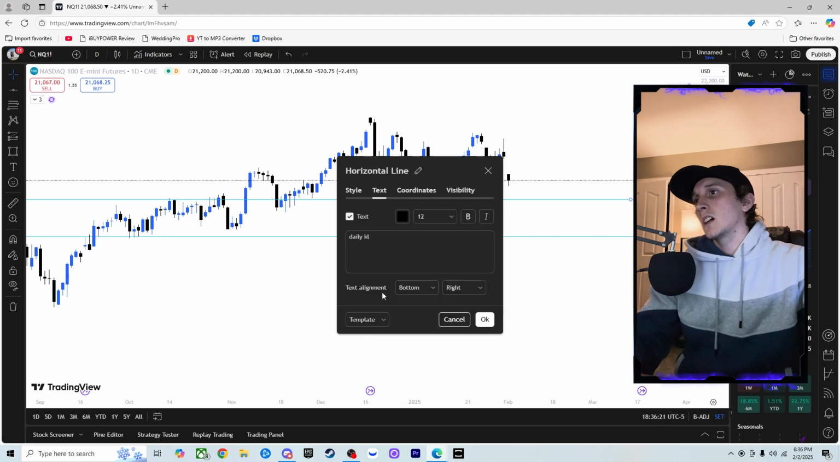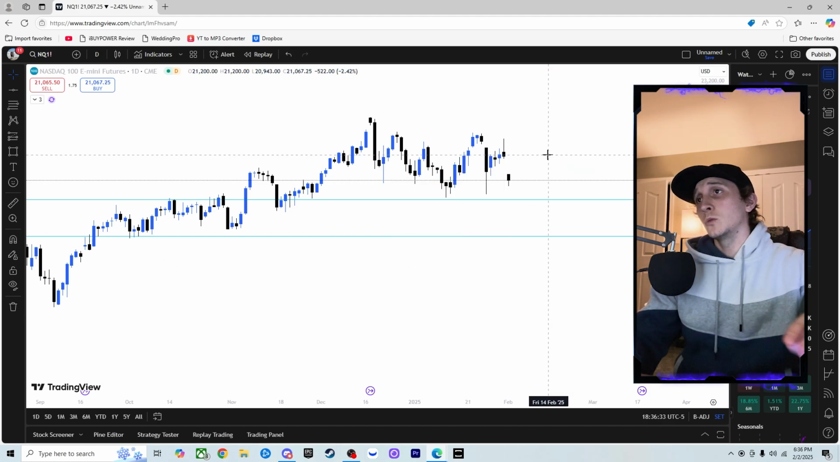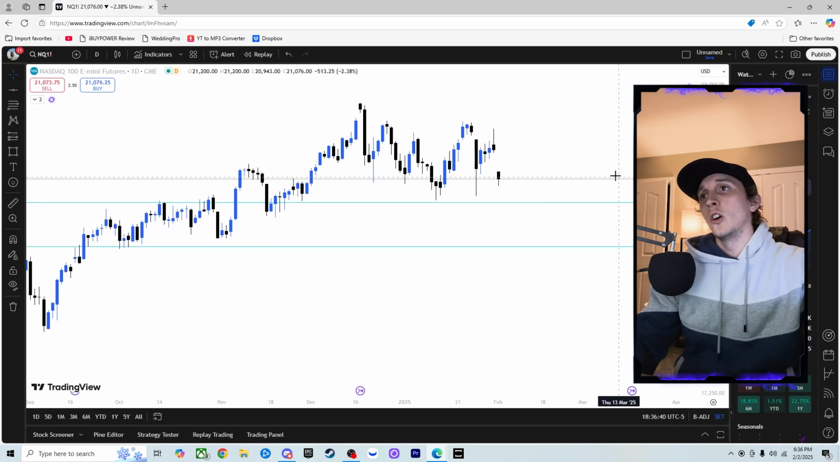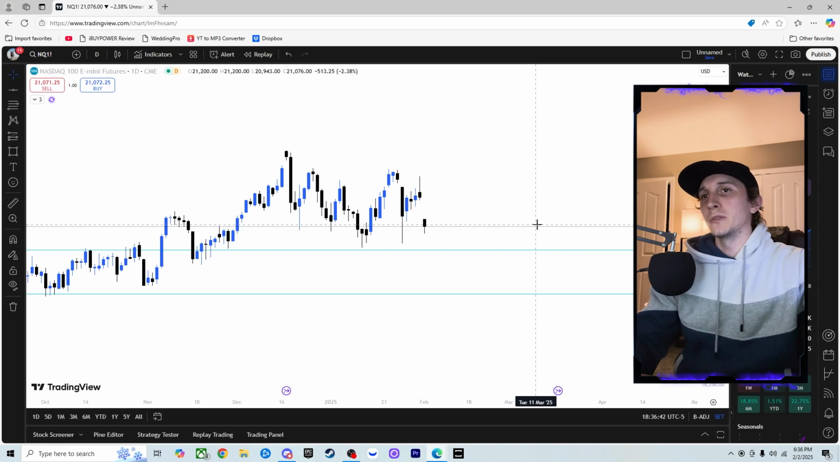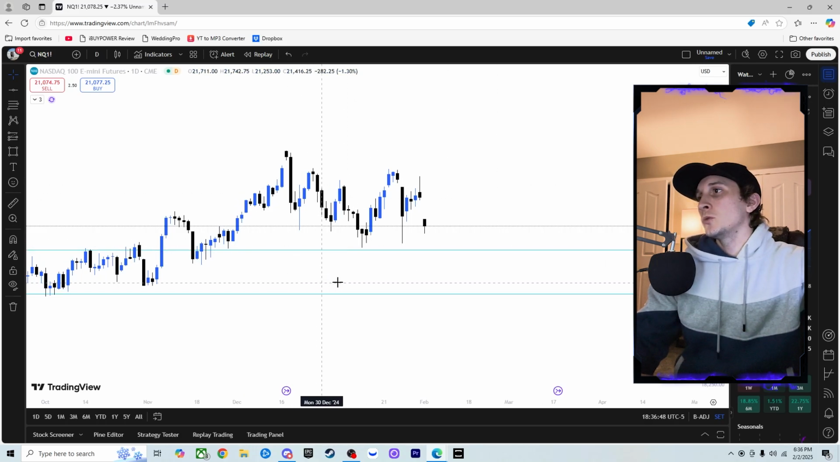Now you can make templates, you can save templates here, so I can hit save as and label it daily key level. Then all I have to do is go down here and hit that button. I'm not going to do that because honestly I don't use TradingView a whole lot for this. I actually use the broker typically to put these levels directly on those charts. But for the purpose of this video, we're going to use TradingView because everybody has it, everybody can use it. So we have those daily levels set up.